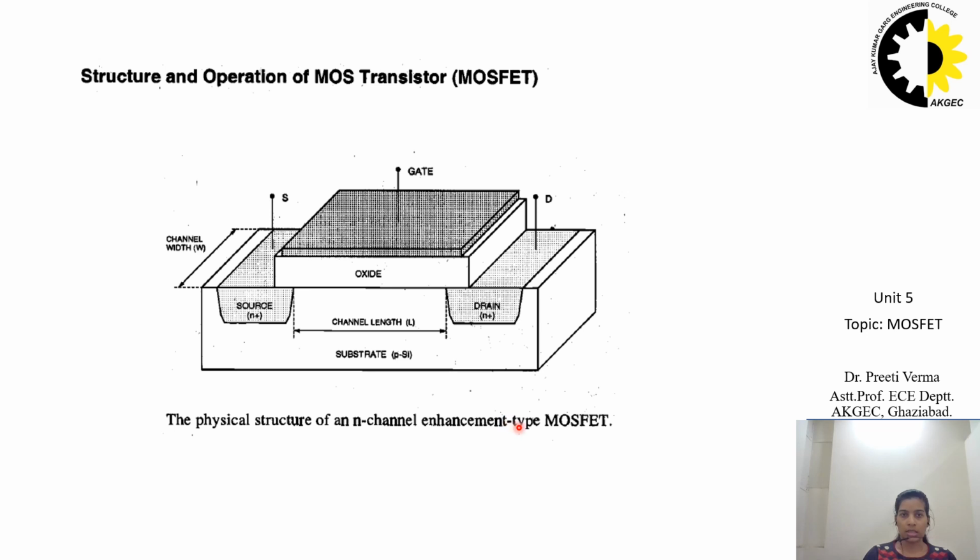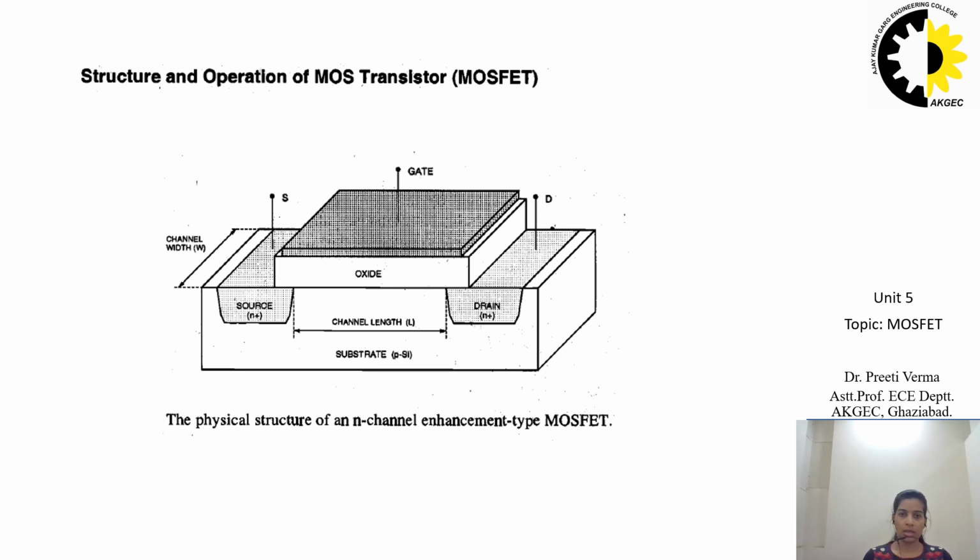So it is a 4-terminal device. The 3 terminals are source, gate, and drain, and the 4th terminal is the substrate. So MOS transistor is a 4-terminal device. In MOS we have two types of MOS transistors: N-channel MOS and P-channel MOS.